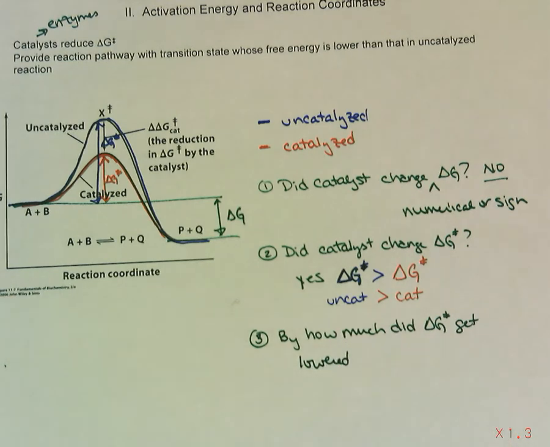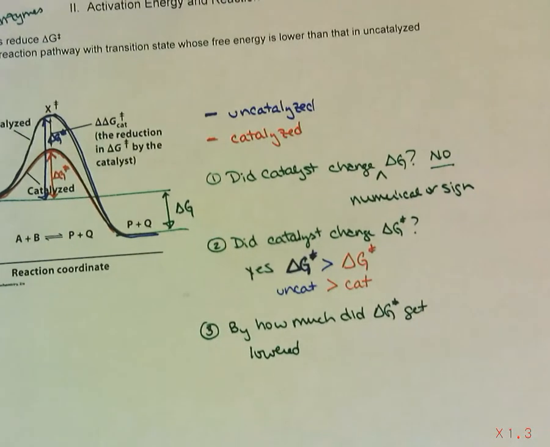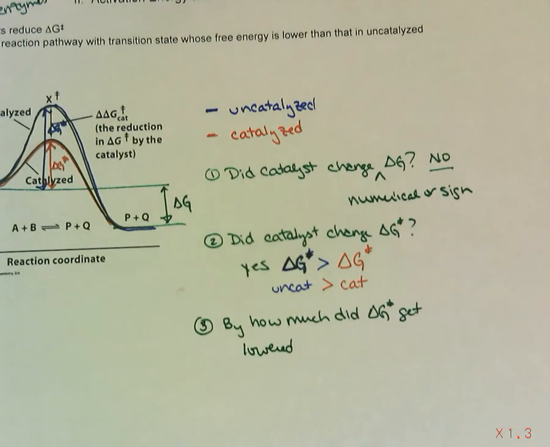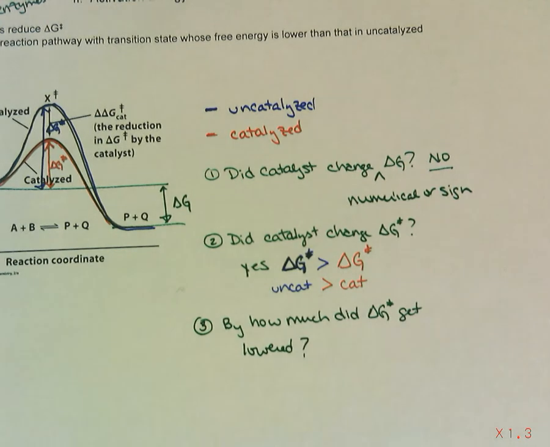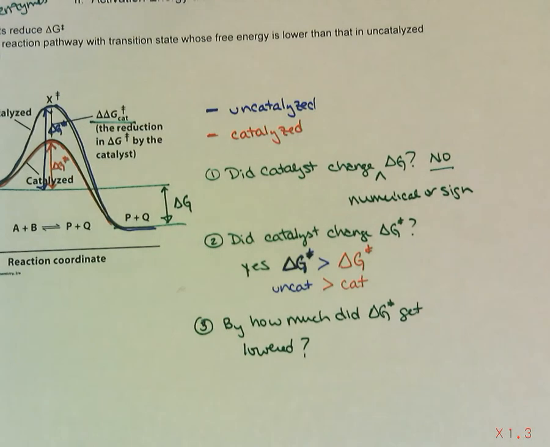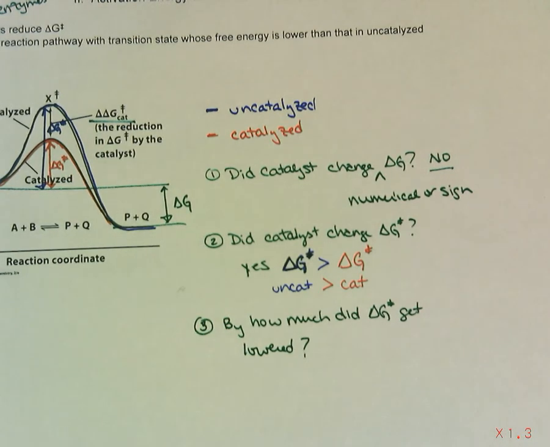Could you slide the paper over just a little bit? Which way? So I can see the... yeah. Okay. Thank you. By how much did delta G double dagger get lowered? Reading off of the graph, I'm just going to go with the letters. By that much. Delta delta G double dagger.